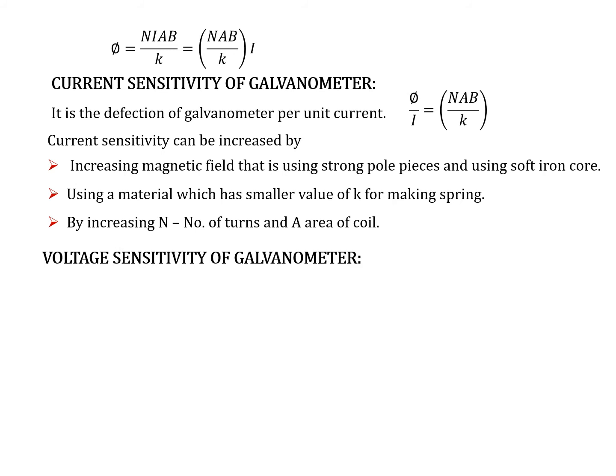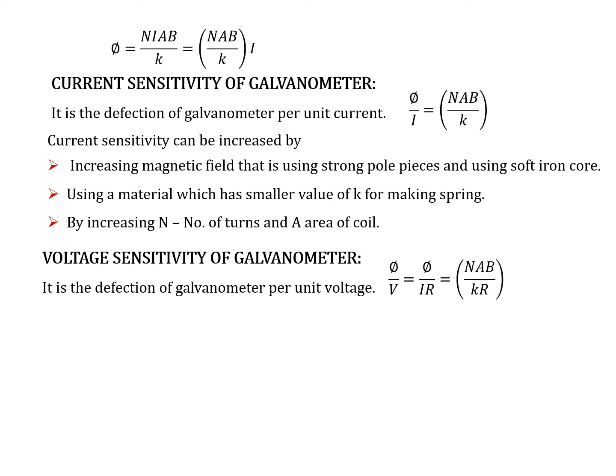Next we define voltage sensitivity. Voltage sensitivity is defined as deflection in the galvanometer per unit voltage. To write the expression for voltage sensitivity, we divide current sensitivity by R. So deflection per unit voltage will be nothing but deflection per unit I into R, where R is the resistance of the galvanometer. So this will be equal to NAB upon KR.